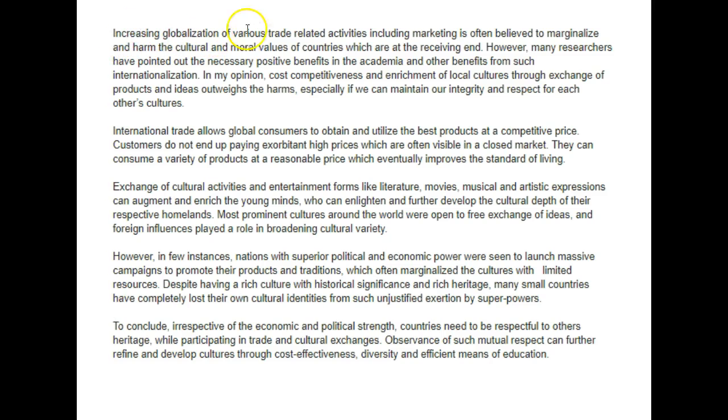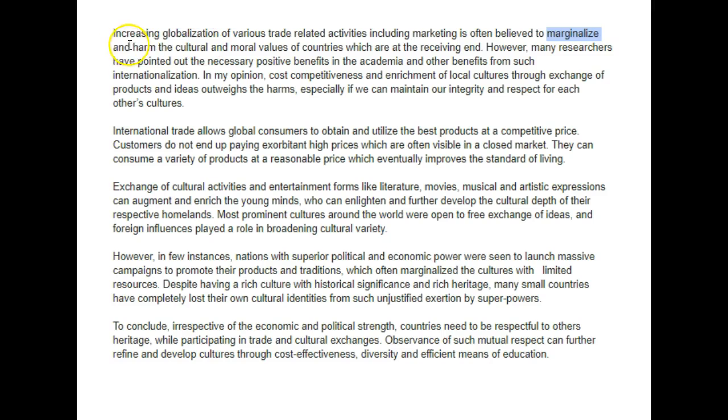"Increasing globalization of various trade-related activities, including marketing." Okay, so the danger with this is that the question asks specifically about marketing. So starting your essay with all of this stuff, as well as marketing, tells the examiner that you're going to go off topic. Because the subject of this essay is specifically the marketing, the advertising, the promotion of products in different countries.